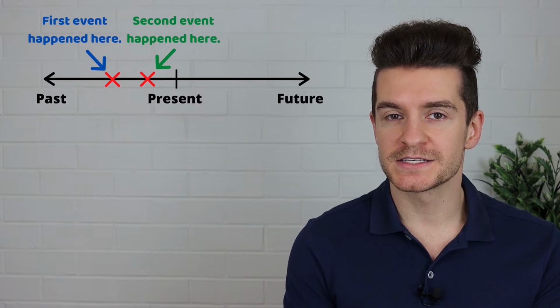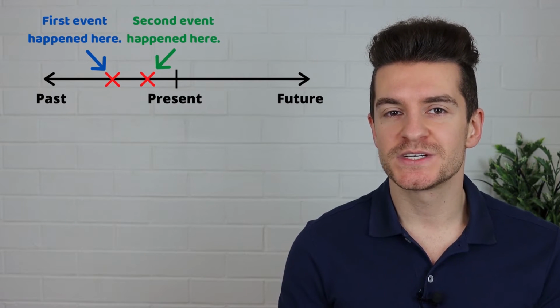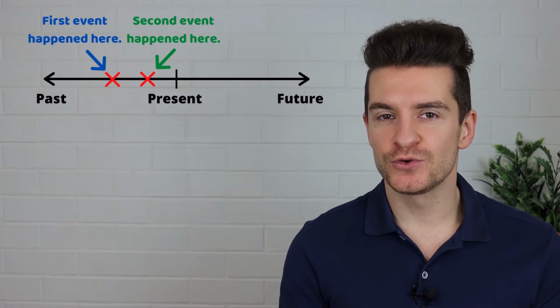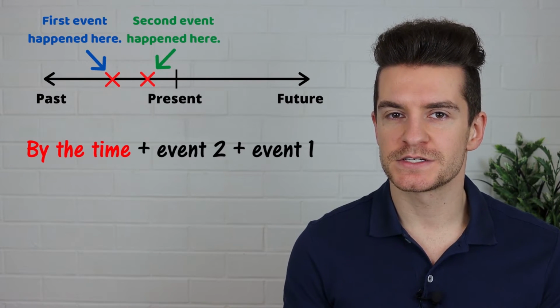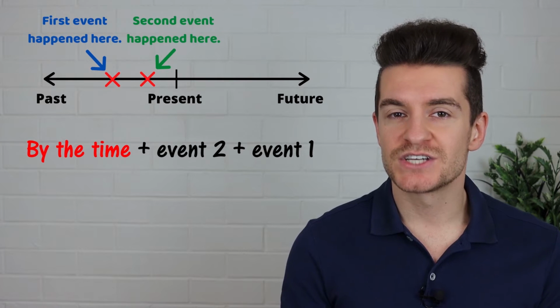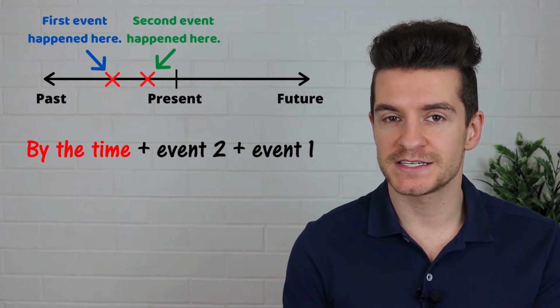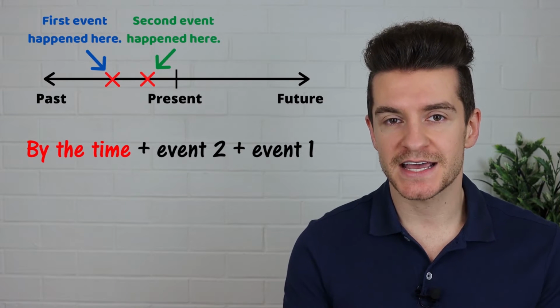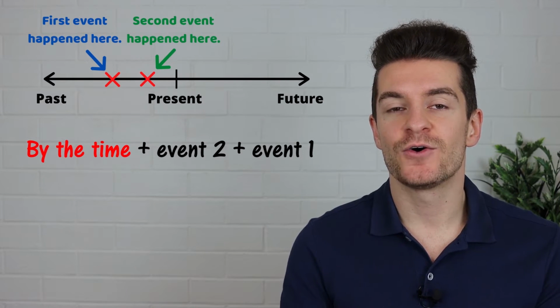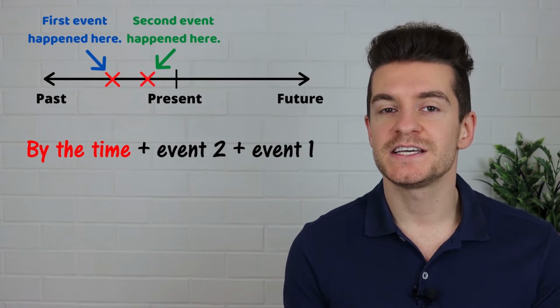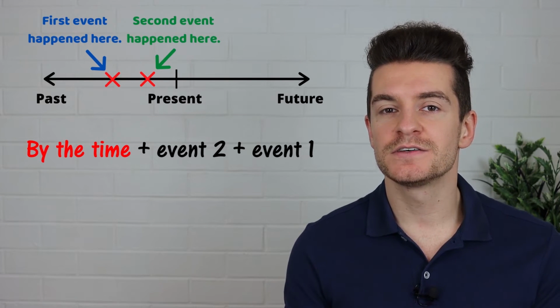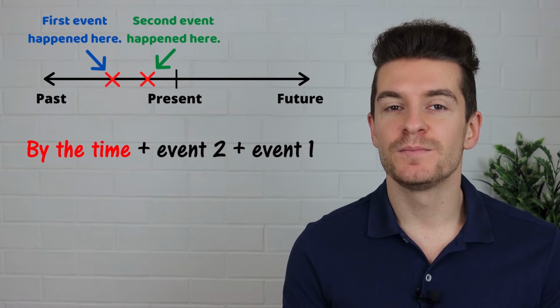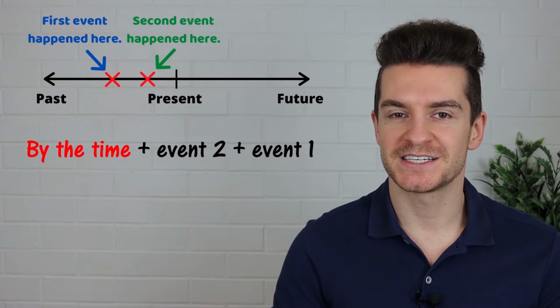So just remember, when we use by the time, we normally have two events. And when we're putting it into a sentence, event 2 normally comes first. So by the time he got to the bus station, this is event number 2. It happened second. The bus had already left. This is event number 1 because the bus left before he got to the bus station.